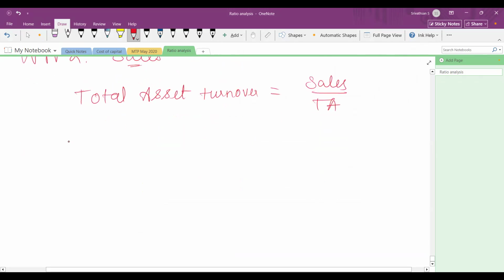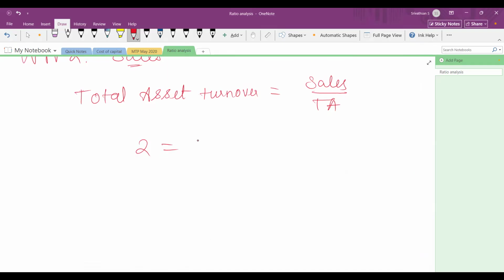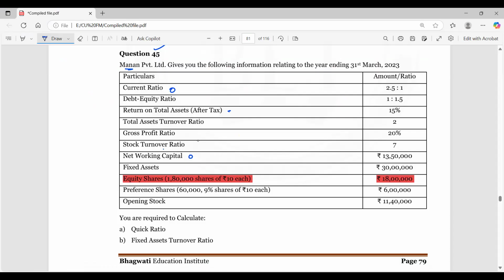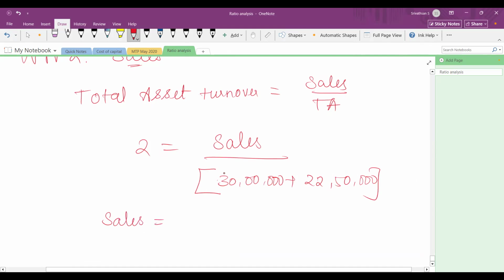So in this question, how do we calculate total asset? It is nothing but fixed asset plus current asset. So total asset turnover ratio is 2 times is equal to sales, which needs to be calculated, divided by total asset, fixed asset is 30 lakh plus current asset 22 lakh 50,000. So what is the amount of sales? 105 lakh. Clear so far? Any doubt?